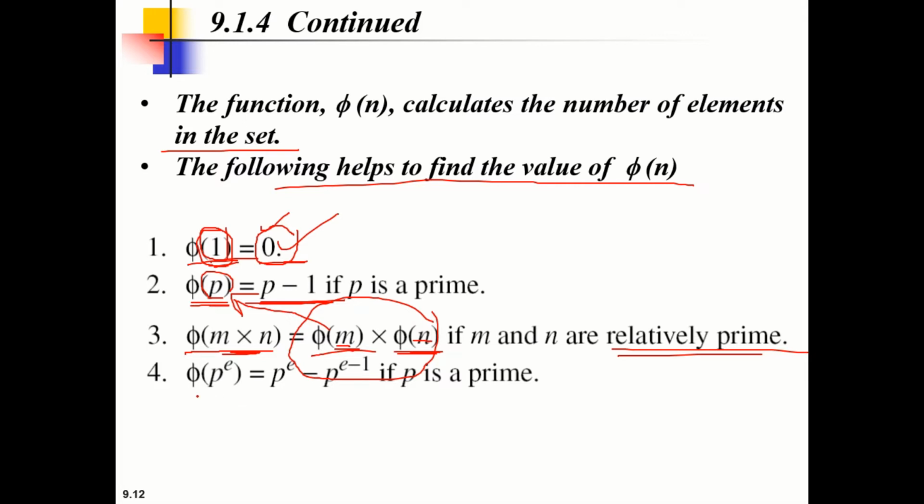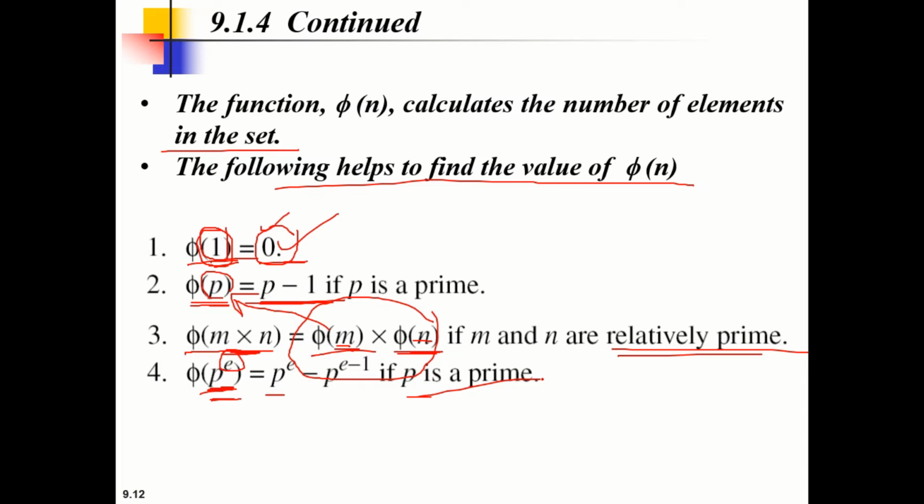The fourth rule says if you have this prime number having some power, which we also saw during factorization, we can factorize any number in the form of powers as well. So if the given number is p raised to e, we can write phi as p^e − p^(e−1), right? So here the condition should be satisfied that p is a prime.